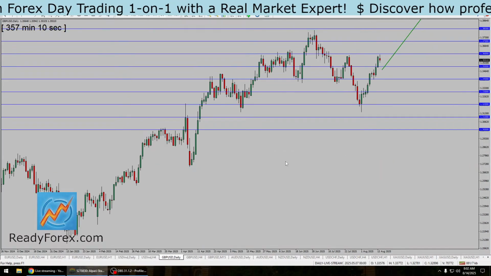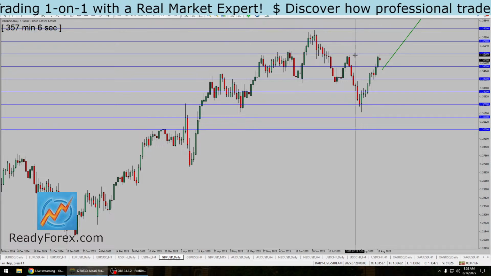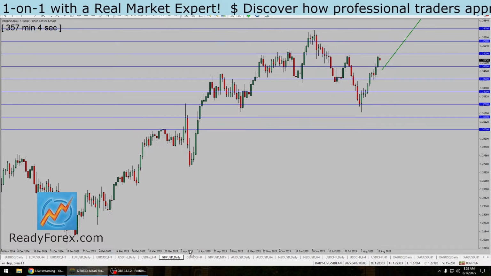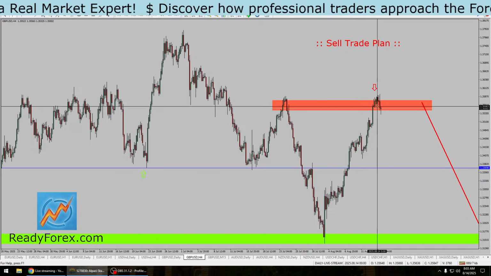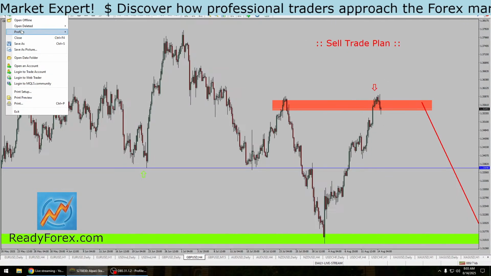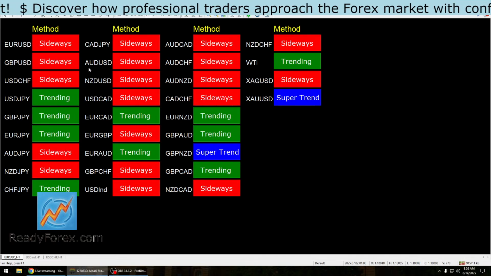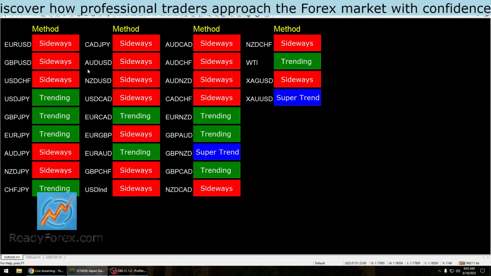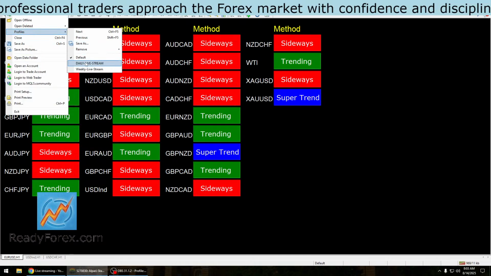Okay, next one is the pound. Pound dollar hit the level which I was kind of expecting. What's going on in pound? So this is a sell trade plan right up over here. Let me go back to the radar screen indicator. I think the pound suggested trading strategy is sideways. Yes, it is. Let's go back.